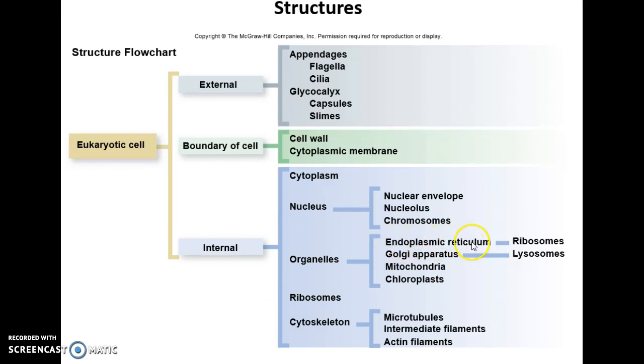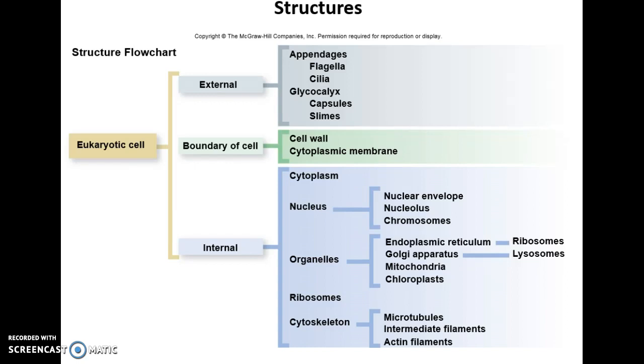You have the endoplasmic reticulum, and the endoplasmic reticulum can be by itself or contain ribosomes. If the ER has ribosomes, then it would be called the rough ER, or RER. And what the endoplasmic reticulum functions as is a place to transport material through the cell. It's a place to store material in the cell.